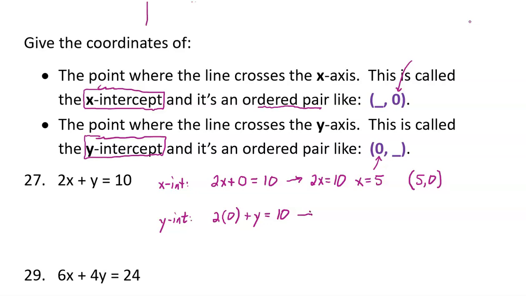Now solve. 2 times 0 is 0, so 0 plus y just makes y, and we're left with y equals 10. So as an ordered pair, when x is 0, the value of y is 10. This ordered pair is called the x-intercept, and this ordered pair is called the y-intercept.